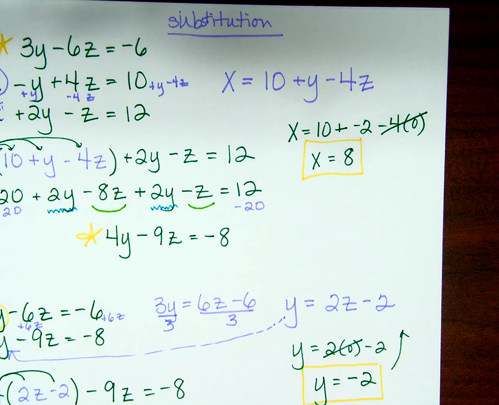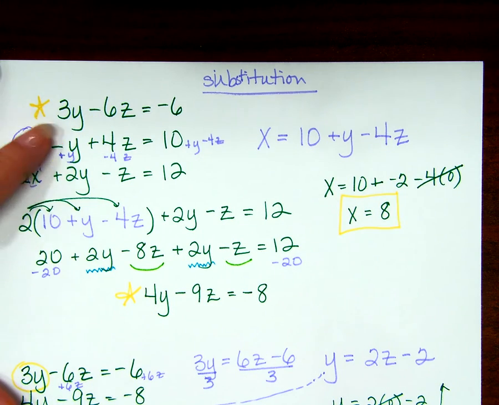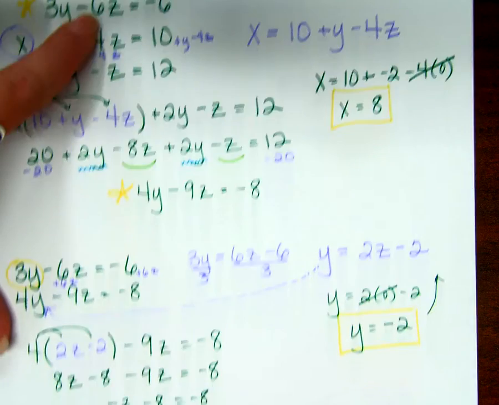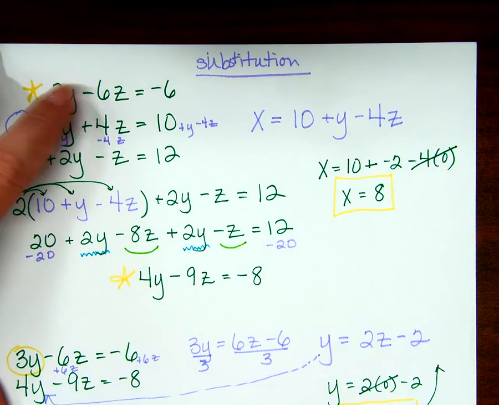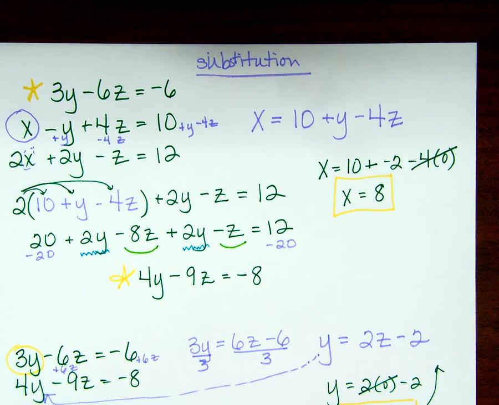So now I have to figure out if I'm done. I need to check it for sure, right? Okay, so check it for sure. So this is where we go back to the very beginning, right? Okay, 3 times negative 2 is negative 6. 6 times 0 is 0, so negative 6 equals negative 6. Okay, so it's right? It works.